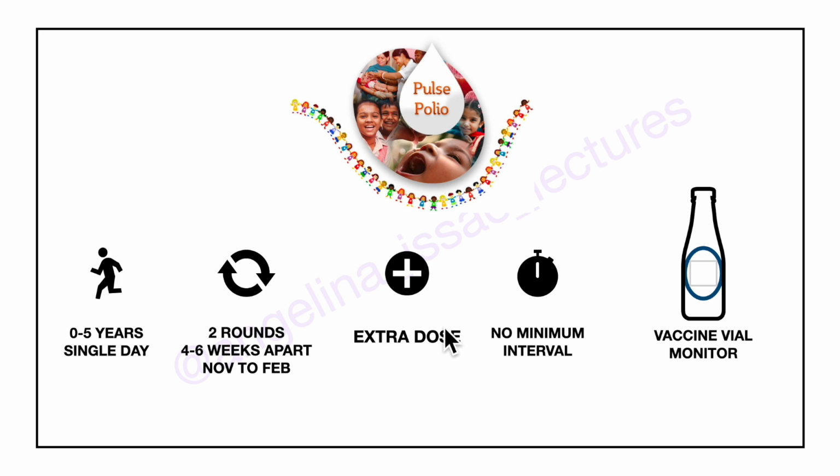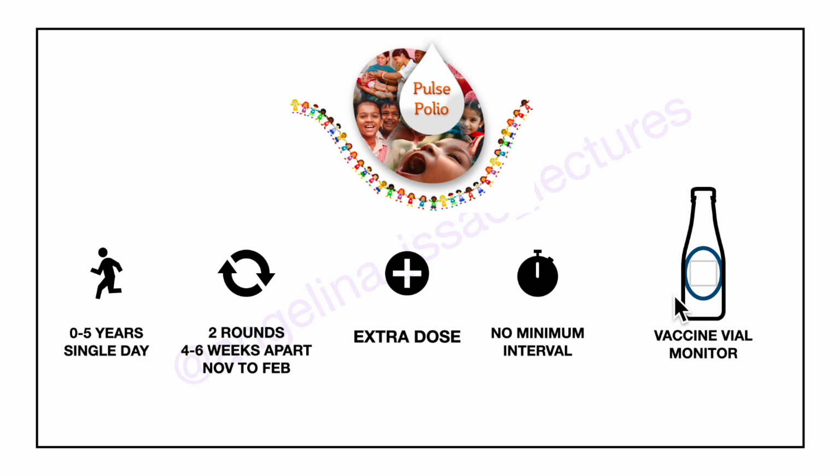Now the children, including 0 to 1 year old infants, should receive all their scheduled doses as well as this pulse polio immunization doses. Now there is no minimum interval between the PPI and the oral polio vaccine doses.